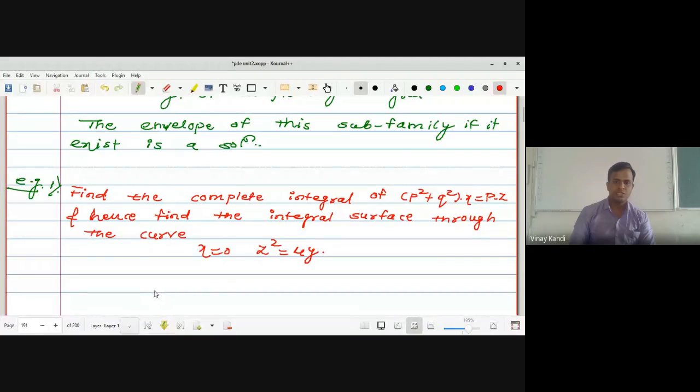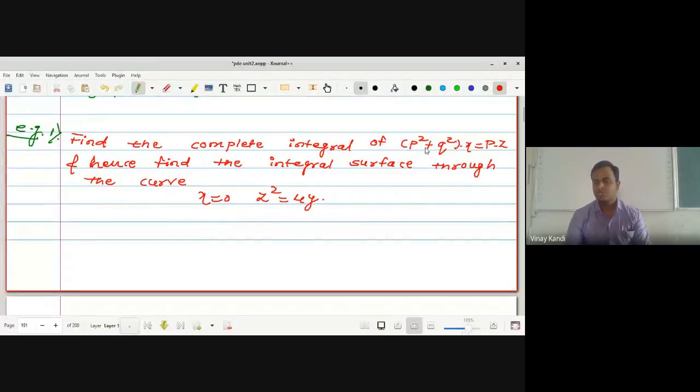z² = 4y, with x = 0, means there is no x coordinate, so z² = 4y lies in the yz plane. In the yz plane, it is the equation of a parabola, like x² = 4ay. So z² = 4y is the curve. We have to find the complete integral of this equation (p² + q²)x = pz, and hence find the integral surface through the curve. Look at it. Solution.